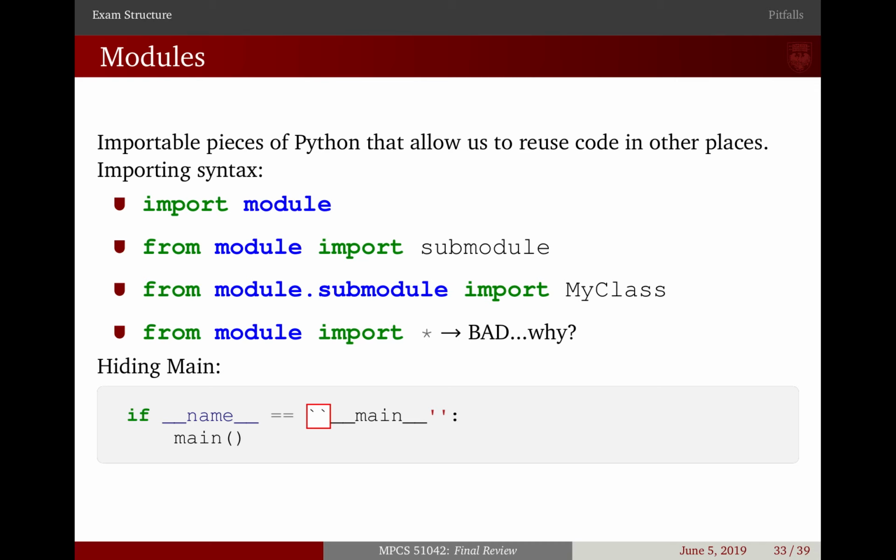We talked about modules, which are essentially importable pieces of Python code that allow us to reuse that code in other places. We have multiple different ways that we can import these things, and a module essentially means a file. So as soon as you import a file, even if you're just getting a piece out of it, you're going to be going through the whole thing. You can do this by importing a module and then calling module.component in that module. You can do it via from module import a specific submodule, and you can also do from module and then name a specific submodule, import a specific class.